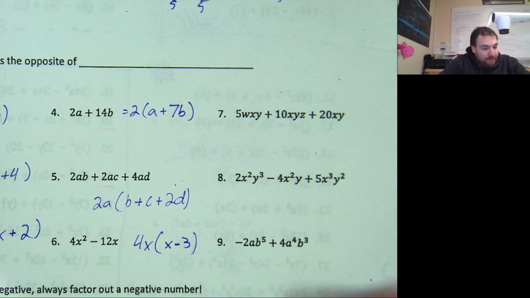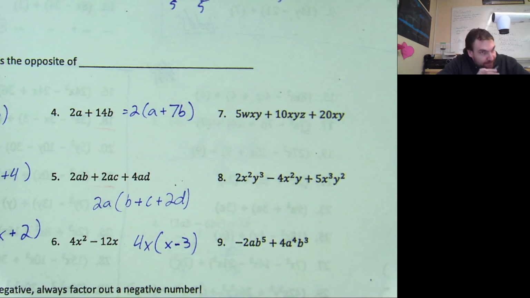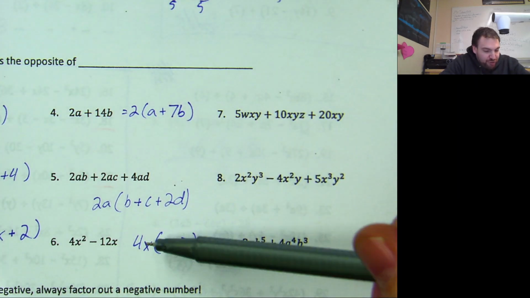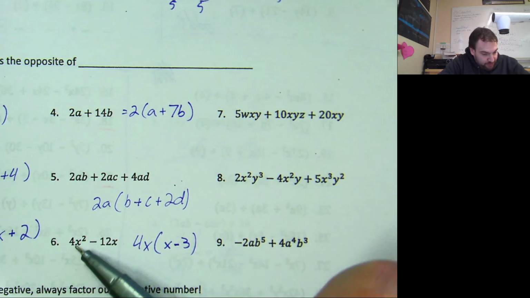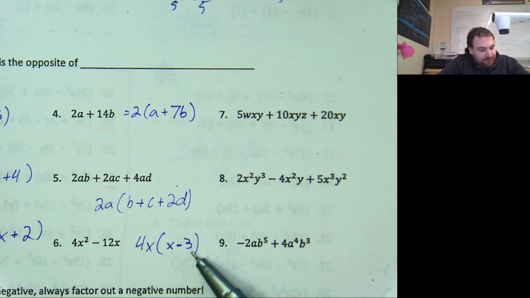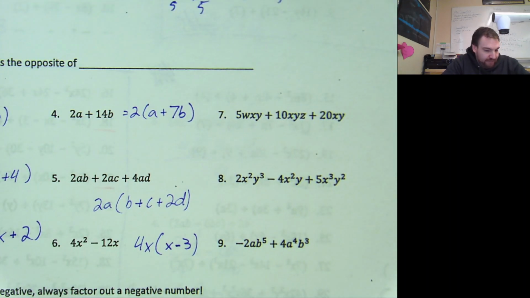Look, what would happen if I multiplied this thing back together? If I took my factorization and I put it back together, if I distributed this back in, what's 4x times x? 4x squared. What is 4x times negative 3? Negative 12x. So that means we must have done this correctly, because when I recombine it, it is what I started with. That's nice, you can double check that.